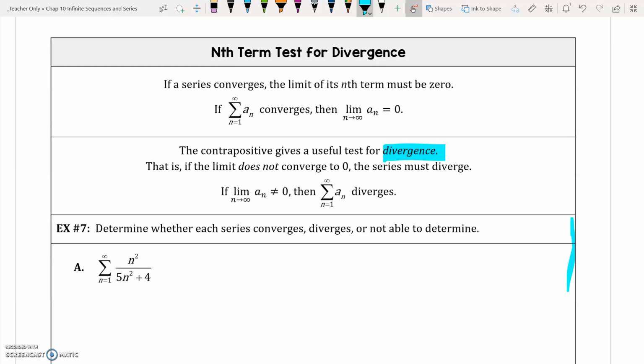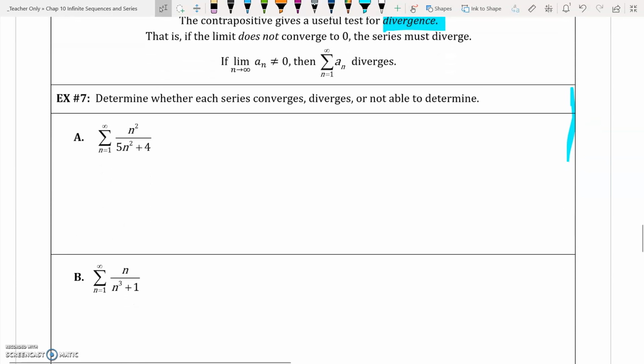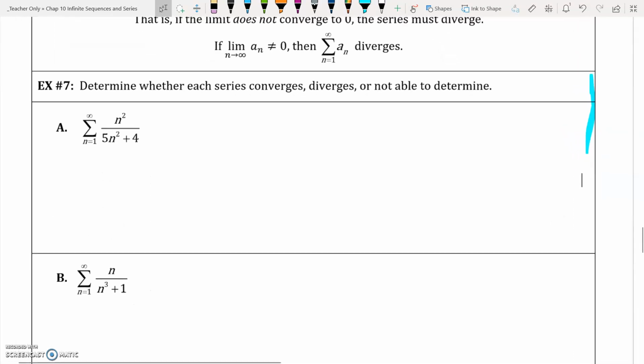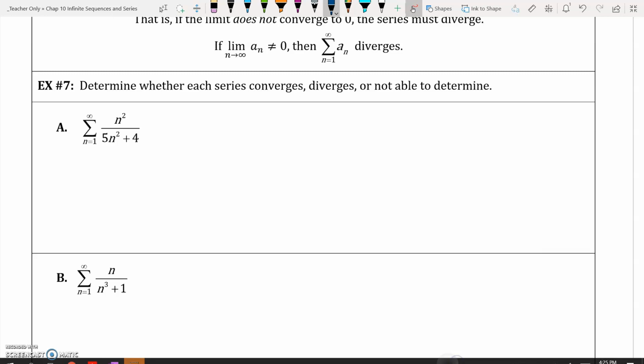Okay, so let's look at a couple of examples. Example 7 says, determine whether each series converges, diverges, or whether we are not able to tell. So in part A, we have this series, the summation from n equals 1 to infinity of n squared over 5n squared plus 4. So what we want to do is take the limit of this.